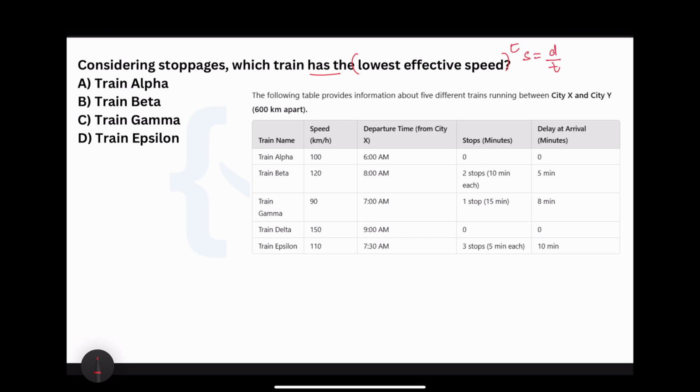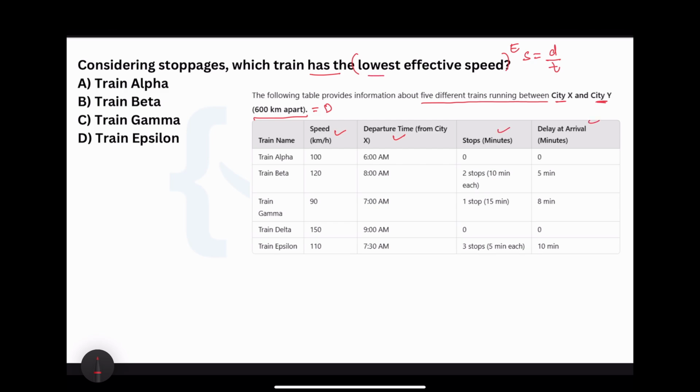So I can write it as the effective speed formula. Now the following table provides 5 different trains running between city X and city Y. 600 km per hour. So T is also given, speed is also given to me, and departure time is also given to me. Stop and delay time is the difference here.